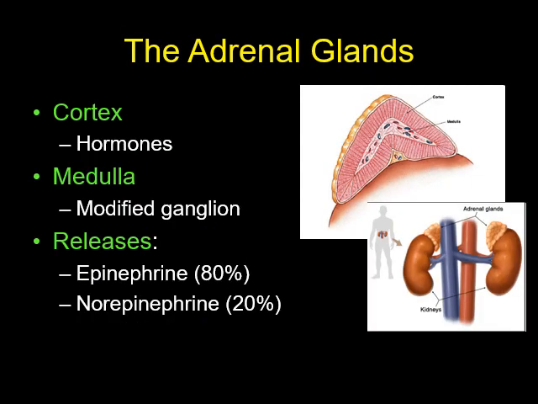The adrenal glands, I always say, are like an M&M with an outer candy shell that we know as the cortex, which releases a variety of different hormones, and then the inner medulla is a modified ganglion or cluster of neuronal cell bodies, which releases 80% epinephrine or adrenaline and 20% norepinephrine or noradrenaline.